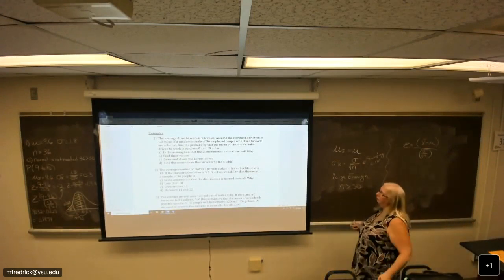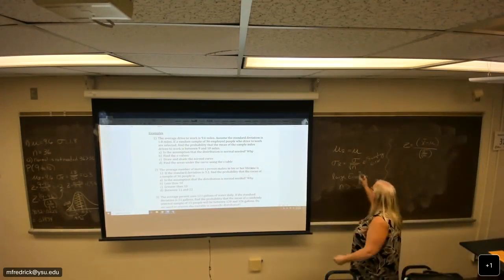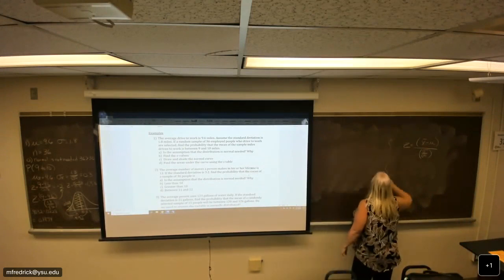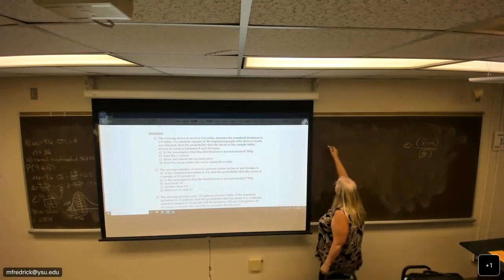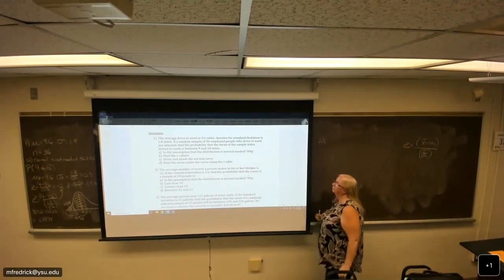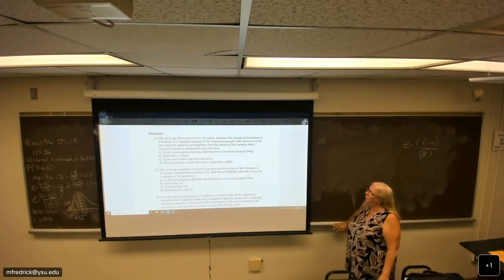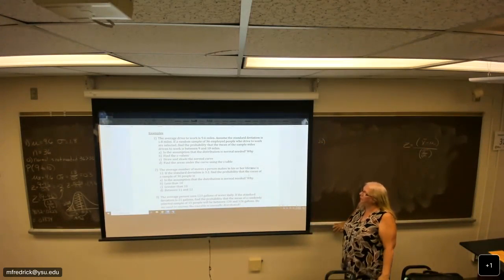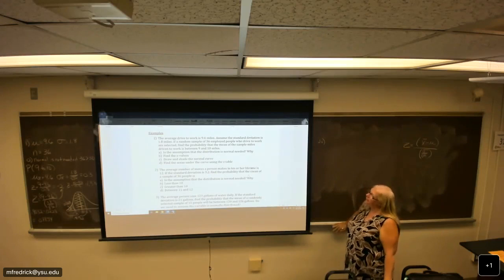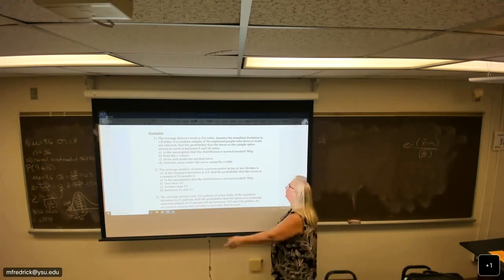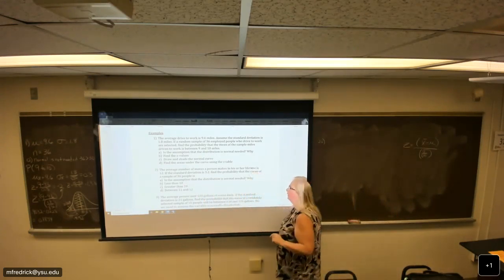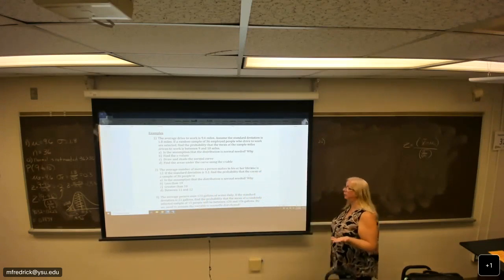Go ahead and do the second one. The average number of moves a person makes in his or her lifetime is 12. I think that's kind of high. If the standard deviation is 3.2, find the probability that the mean of a sample of 36 people is less than 10, greater than 10, and between 11 and 12. Well, first, is the assumption of normal necessary? No, because the sample size is large.